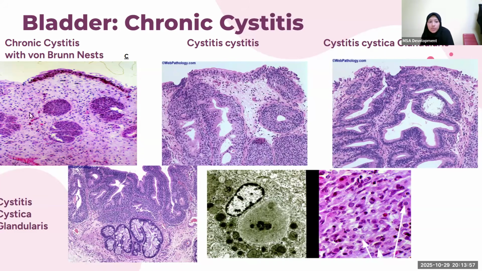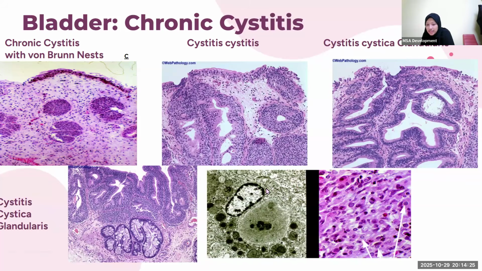Chronic cystitis is accumulation of cells around the Brunn nests. Appearance of cysts plus cuboidal cells is cystitis cystica. Cystitis cystica glandularis is appearance of columnar cells. Cystitis cystica glandularis with intestinal metaplasia shows goblet cells. It looks very much like the cells in the intestine.